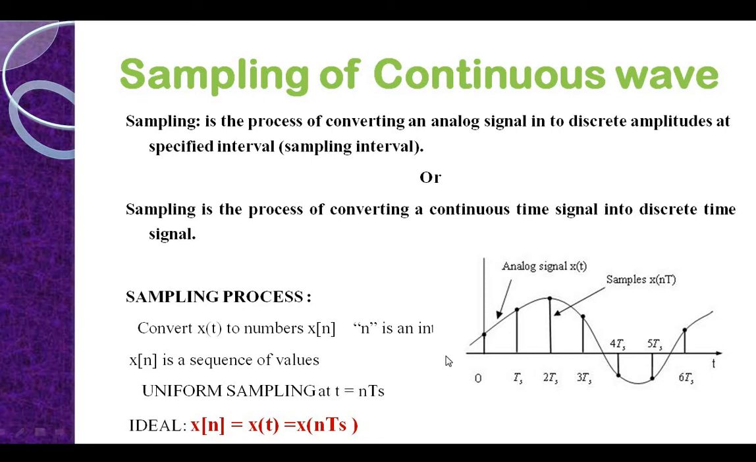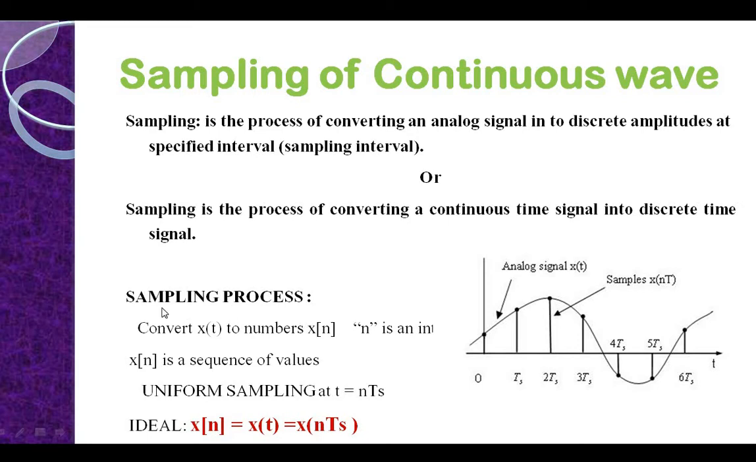I have given a figure over here. This is your analog signal x of t. These are the samples. This is how you will be converting your continuous waveform into discrete waveforms at discrete amplitudes at some specified sampling intervals. At that particular time, you will be dividing your continuous waveform into discrete waveforms. This is how your signal will be converted. This analog signal is converted into a sampled signal or the discrete signal.